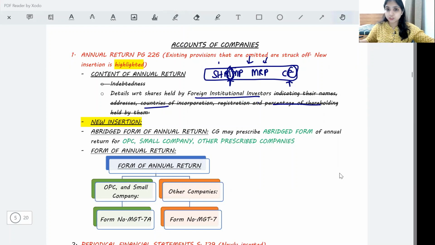This was the old provision. So as per the latest provision, we do not have to disclose indebtedness in the annual return. Also about foreign institutional investors, we don't have to disclose a lot of details. We just have to disclose some limited details about FII. We don't have to disclose details relating to their name, address, country, and so on.